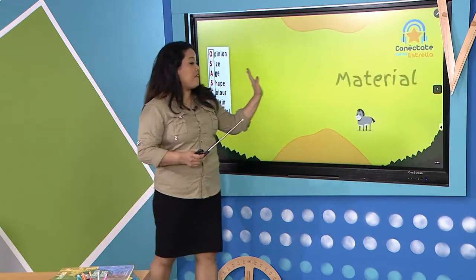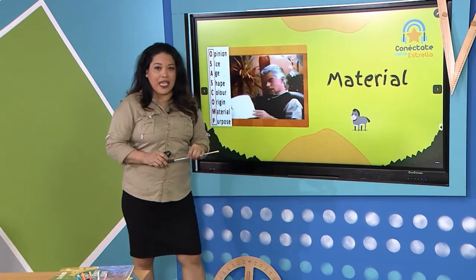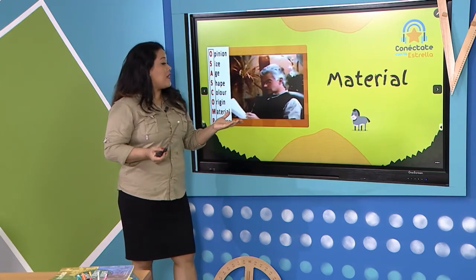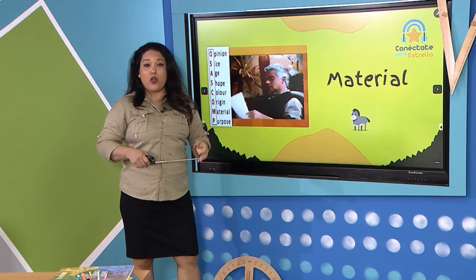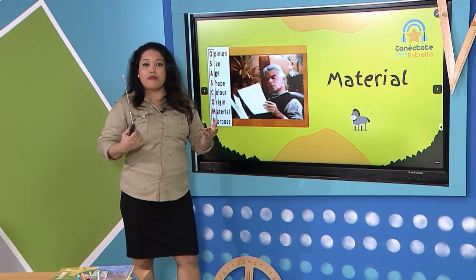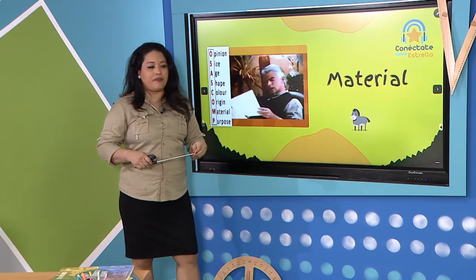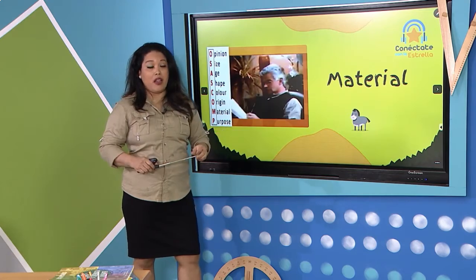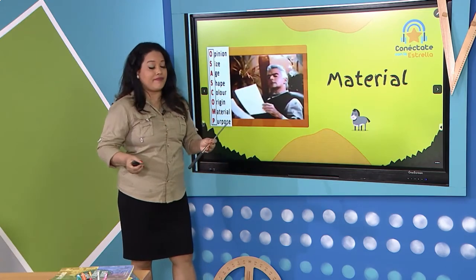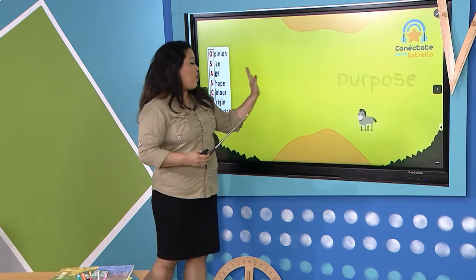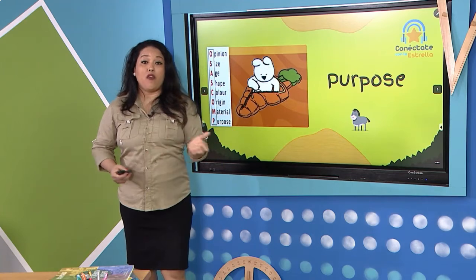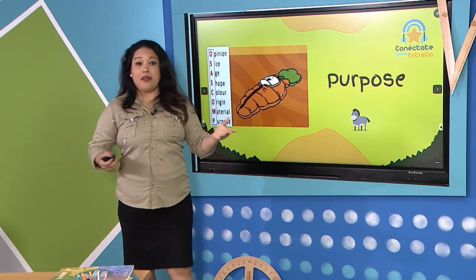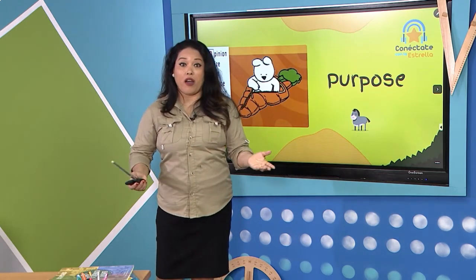We have adjectives of material. It tells us what something is made of. For example, a wooden table, a plastic chair, a paper or steel railroad track. Last in the order of adjectives are the adjectives of purpose. They tell us what something is for. For example, a sleeping bag or a shopping cart.